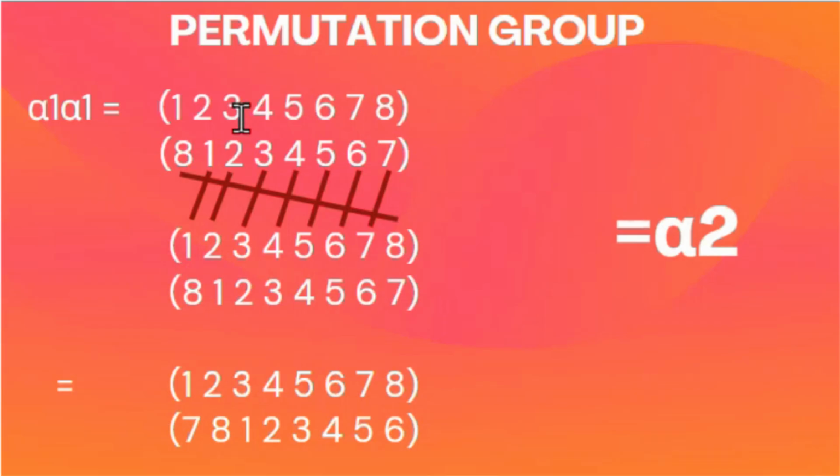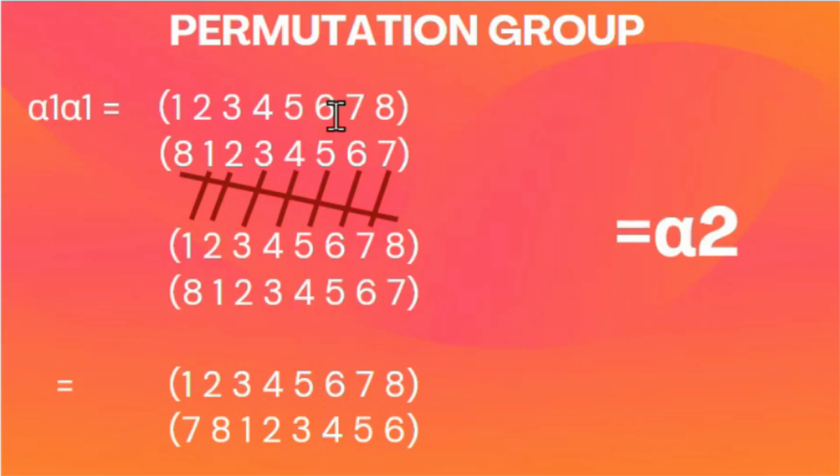Then 3. Below 3 we have 2. So here is the 2. Below 2 is 1. That is why it's 3, 1. And then we have 4. Below 4 is 3. Then below 3 is 2. That is why it's 4, 2. Then 5. Below 5 is 4. Here is the 4, and then below 4 is 3. That's why it's 5, 3.